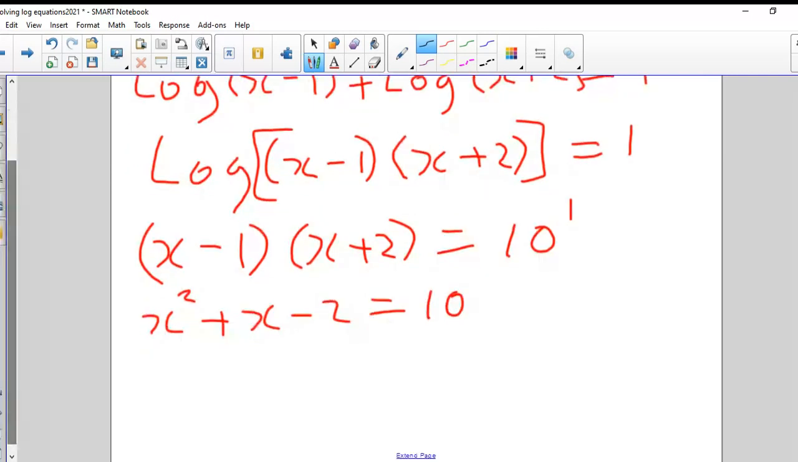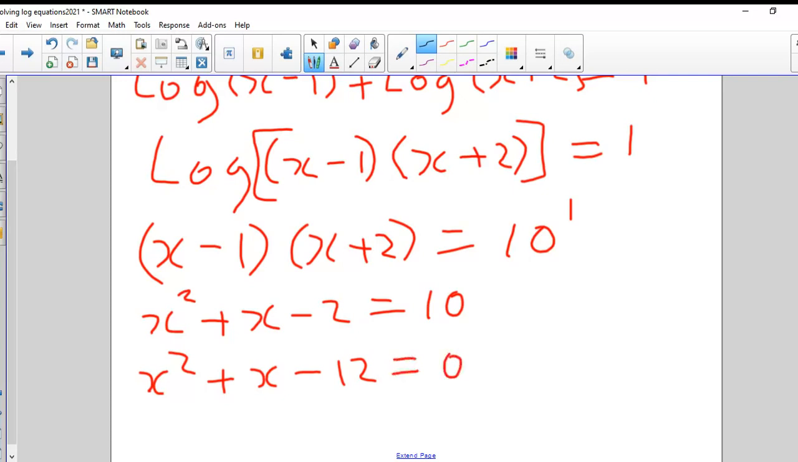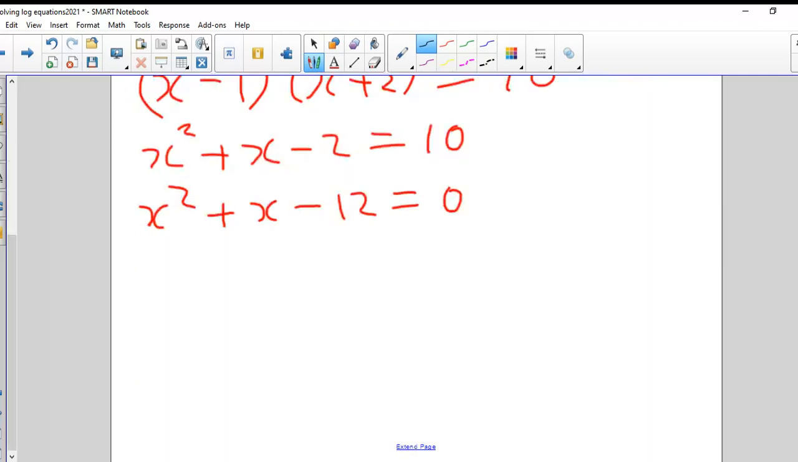And then, yes, he said bring the 10 over. So it's going to be x squared plus x minus 12, that's minus 2 minus 10, is equal to 0. Well, I think the next step should be pretty obvious, don't you think? We did this because we want to be able to solve this. It's an obvious quadratic. So what do we do now to solve this? We factor it. Good. So let's factor.